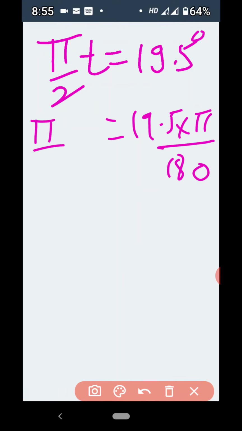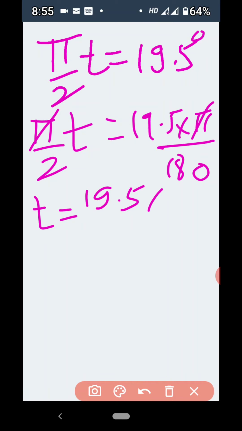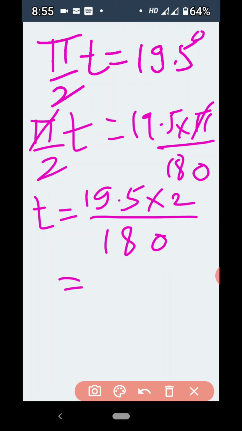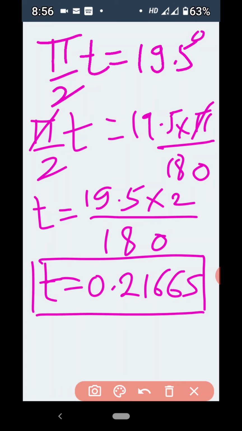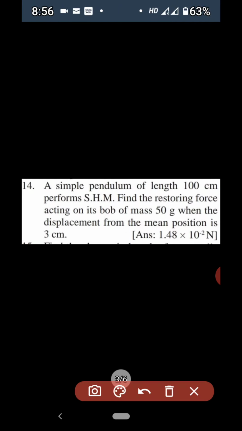So the left side remains as it is, pi by 2 into t. This pi and this pi get cancelled. So we want to find time t. Time t is equal to 19.5 into 2 divided by 180. So if you do the calculations, then you will get the answer as 0.2166 second. So this is finally the answer of the time t. This is the first numerical, that is number 13.